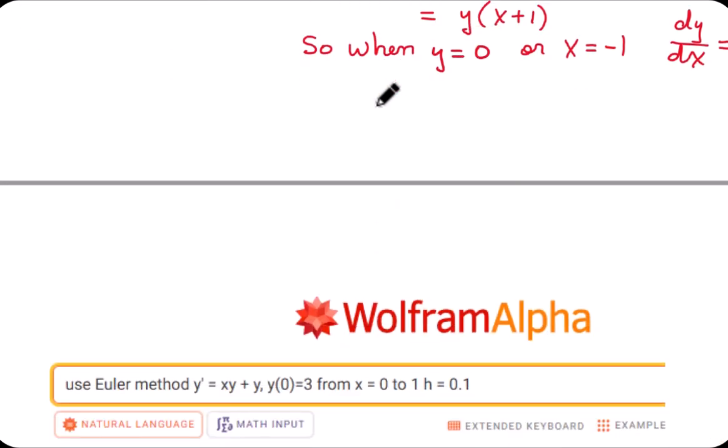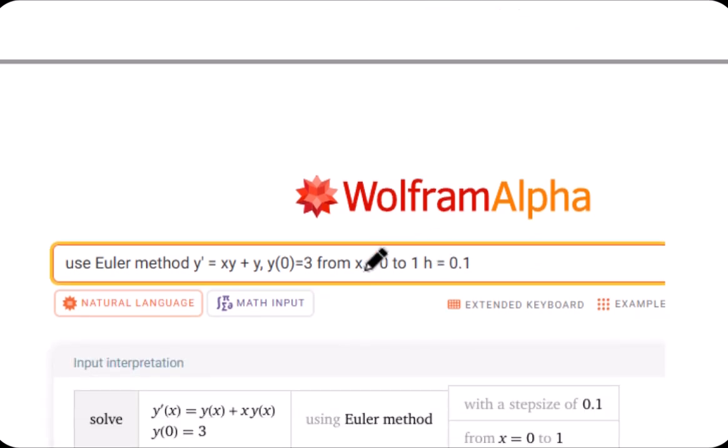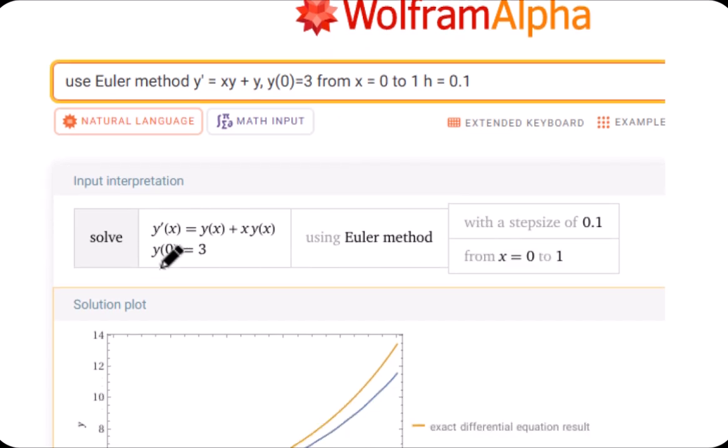Alright, so next we're going to look at the Euler method for solving this. I'm going from 0 to 1. Step size is 0.1. I used Wolfram Alpha to do this. So you type in exactly as I've typed in here for your problem. And so you can see here's the problem, the method we're using. The step size is the increment moving forward. So we're going from 0 to 1 with steps of 0.1.